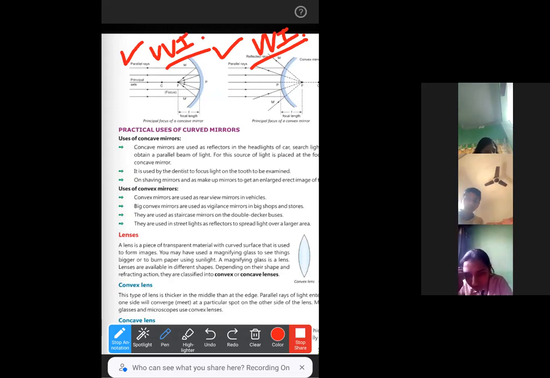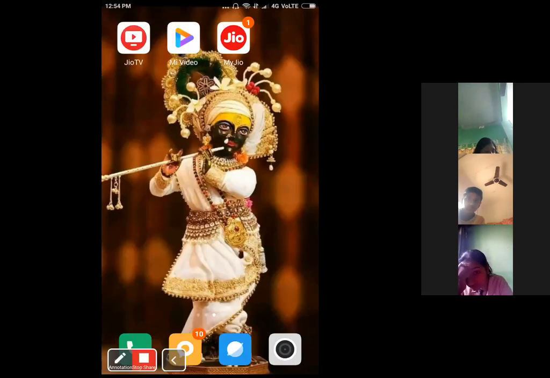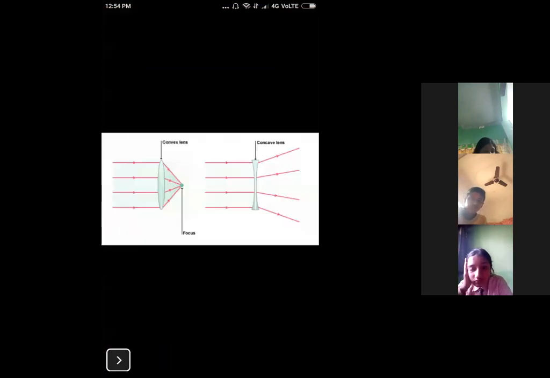Now I'm going to show you another picture. You can see here, in case of concave lens and convex lens. I will tell you about lens later, but before that, in case of concave mirror and convex mirror also, the same thing happens.